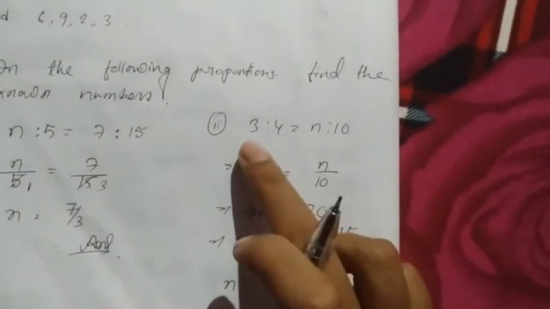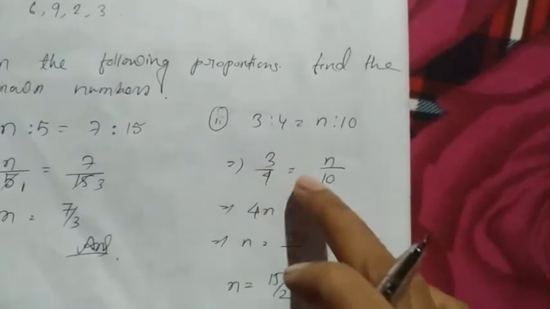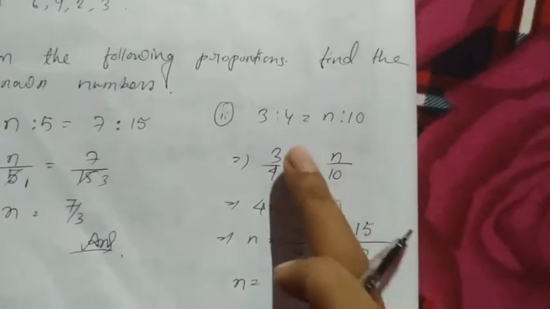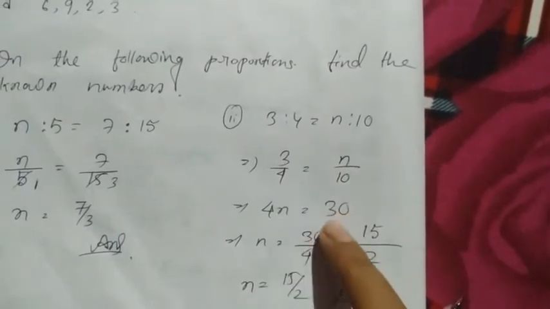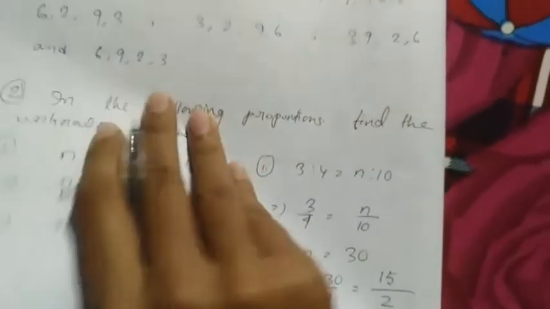Here you see 3 is to 4 equals n is to 10. So 3 by 4 equals n by 10. So by cross multiplication, 4n equals 10 into 3. So 10 into 3 is 30. So n equals 30 by 4 equals 15 by 2. So n equals 15 by 2 is the answer.